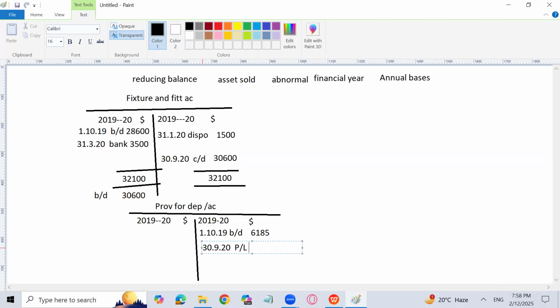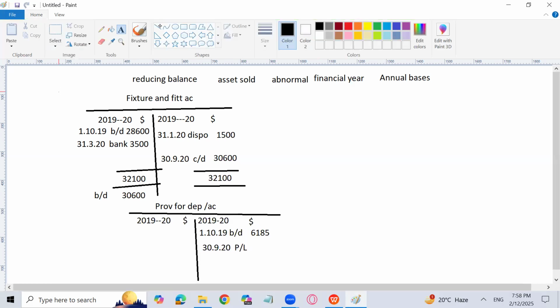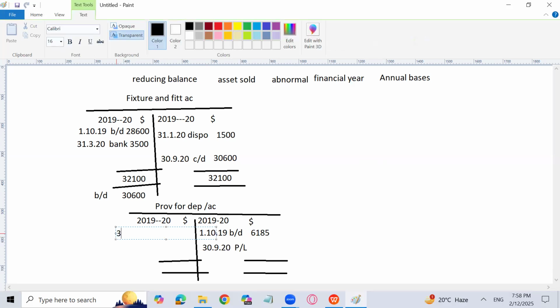The entry will be profit and loss account debit, and provision for depreciation credit. Provision for depreciation is going to be credited because of profit and loss account. So I will write like this over here. And here I will write that the asset is sold on 31/1. And I will write disposal over here. And at the end, obviously, I have to write the carried down, whatever it is going to be. And that will become the brought down of the next year.